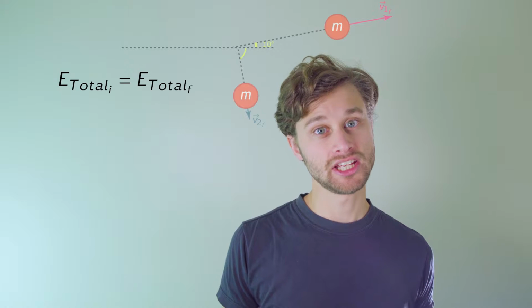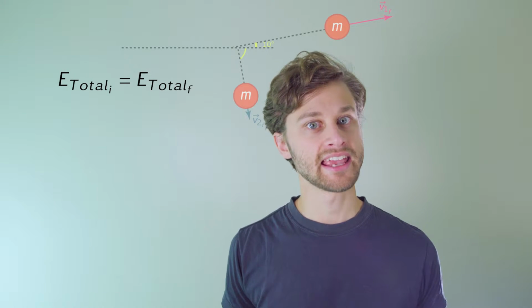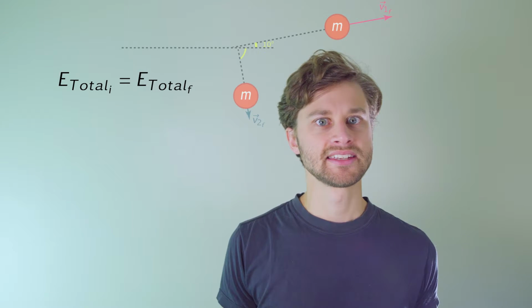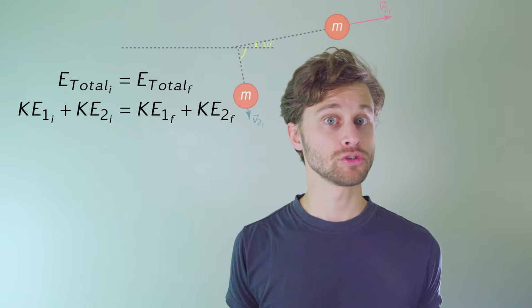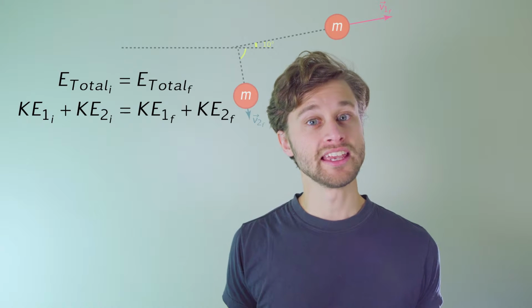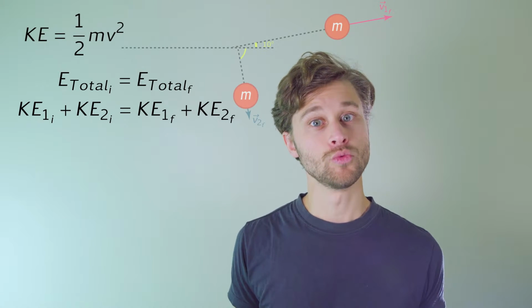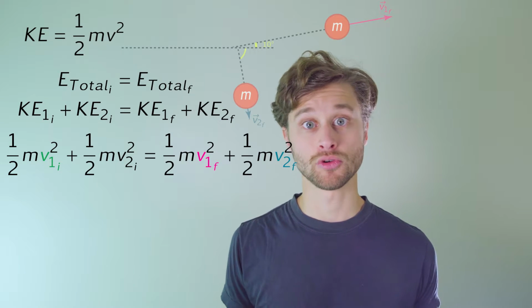So the initial energy in the system is equal to the final energy in the system. Since there's only kinetic energy involved in this system, no potential energy, we can say that kinetic energy 1 initial plus kinetic energy 2 initial is equal to kinetic energy 1 final plus kinetic energy 2 final. Substituting in the fact that kinetic energy is equal to 1/2 mv squared, we can make this equation. We can cancel out all those 1/2s and all those m's because they're all equal.